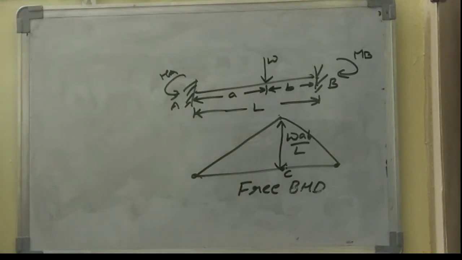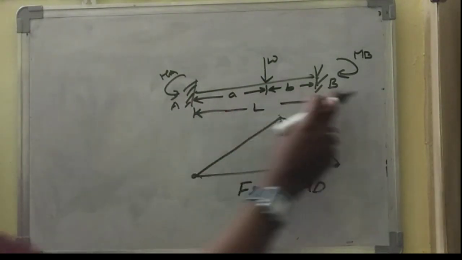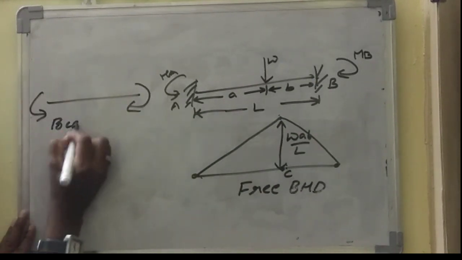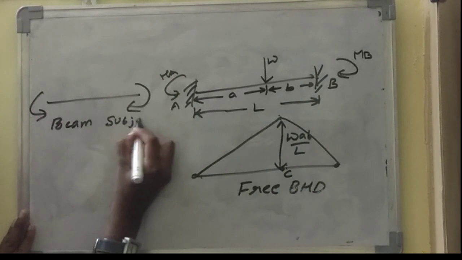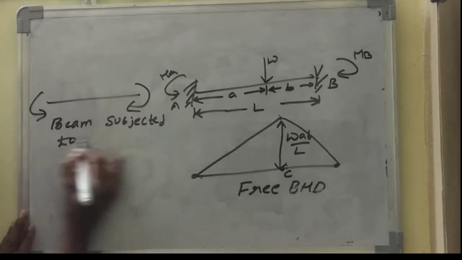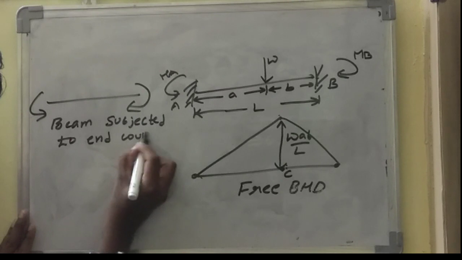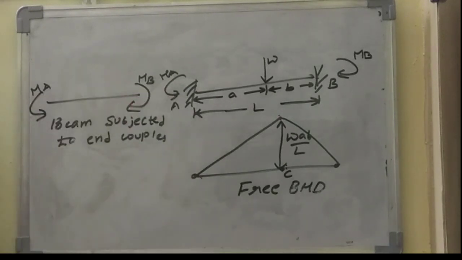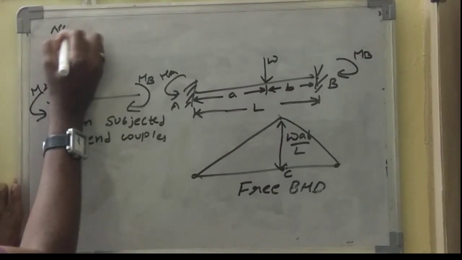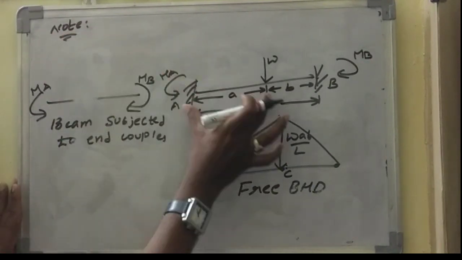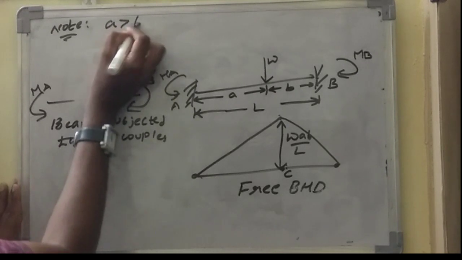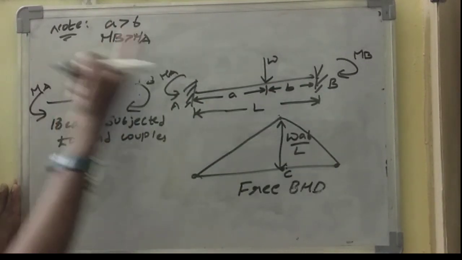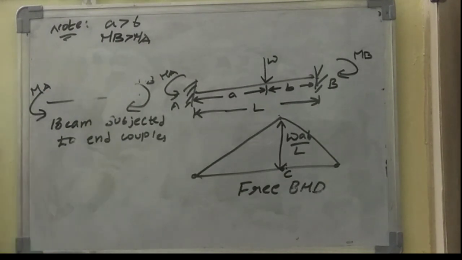Then draw the fixed bending moment diagram. The fixed bending moment diagram will be based on the beam subjected to the end couples. So this is your MA and this is your MB. Here take down one note: if distance A is greater than B, your MB will be greater than MA. For example, if distance B is greater than A, your MA will be greater than MB.